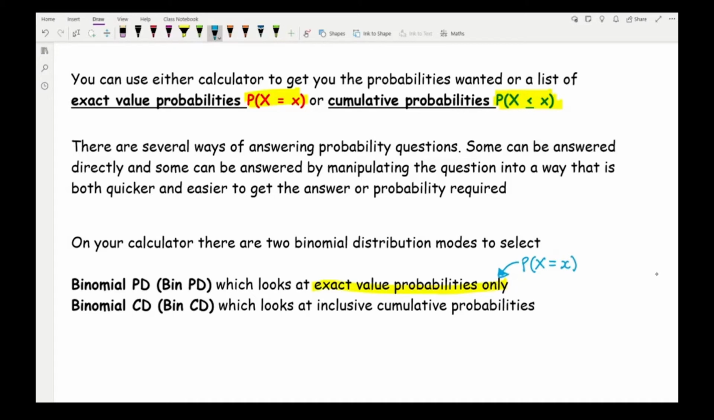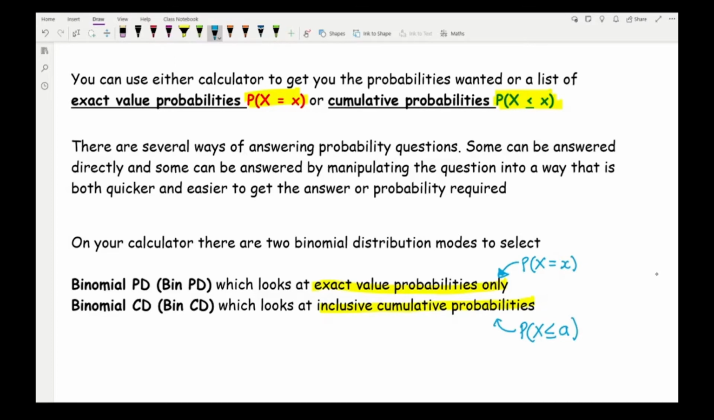If you're wanting binomial CD, that basically looks at inclusive cumulative probabilities. This mode, BCD, allows you to work with questions or parts of questions where you want to work out less than or equal to values. And again, it's two important steps that you need to be aware of. And yes, you can work out the other.